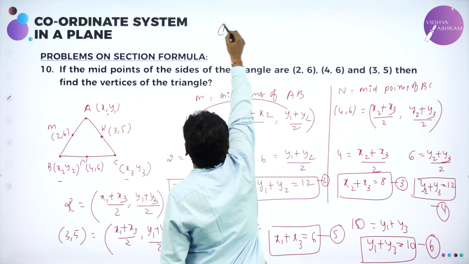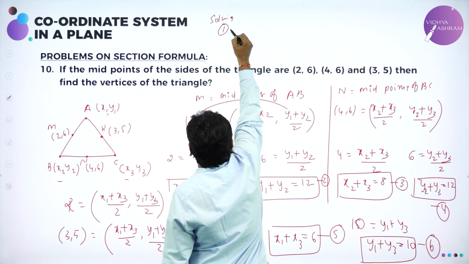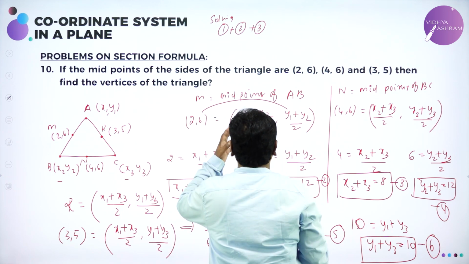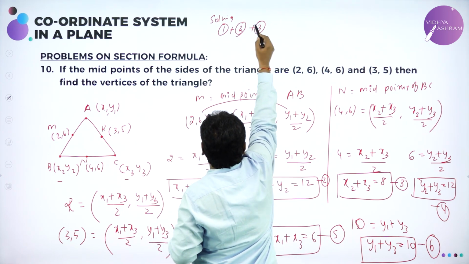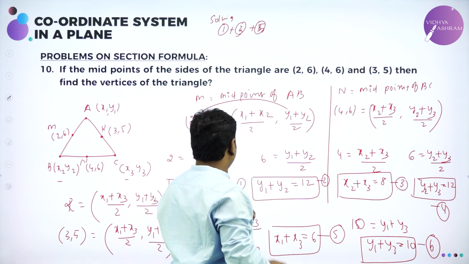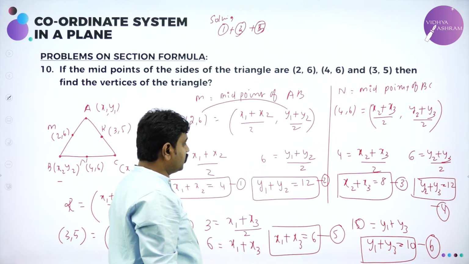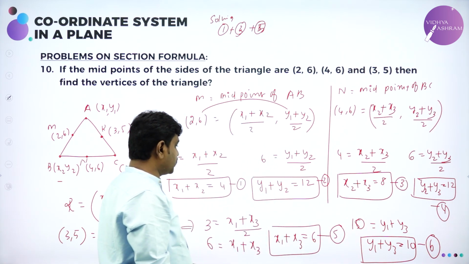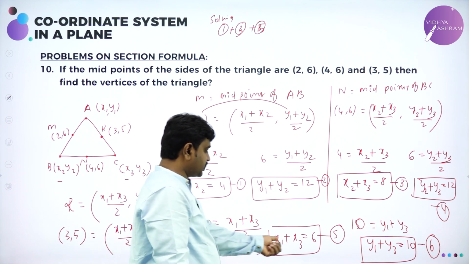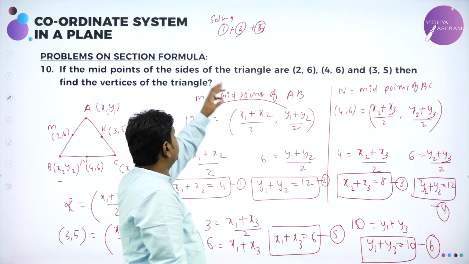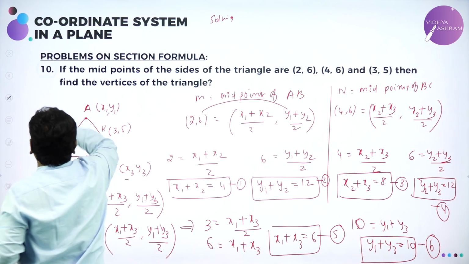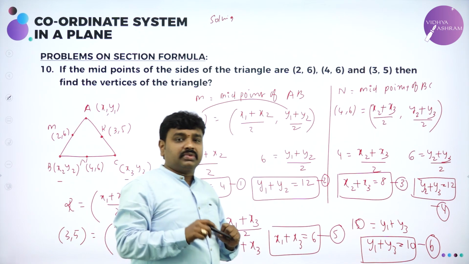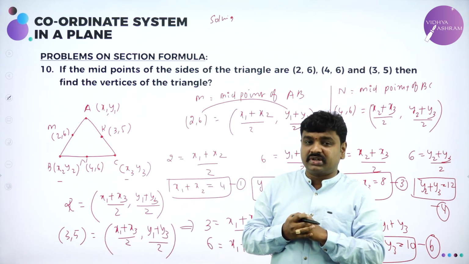So I will perform solving. I am doing addition of equations 1, 3, 5. Odd numbers I will add. What is equation 1? x1 plus x2. What is 3? x2 plus x3. And what is 5? Here we have equation 5, all x coordinates. So all odd equations we need to add. Similarly, add all even equations and solve the simultaneous equations to get the values.